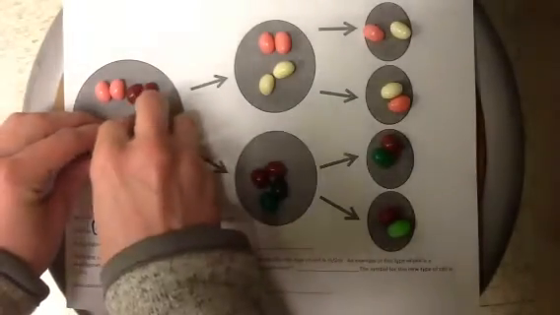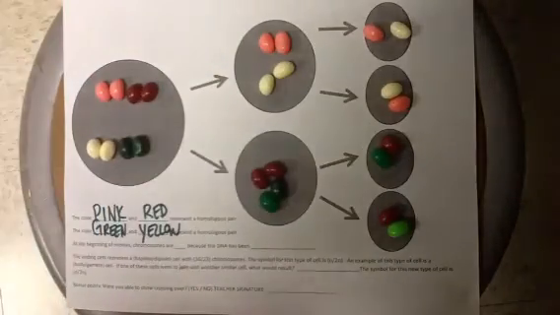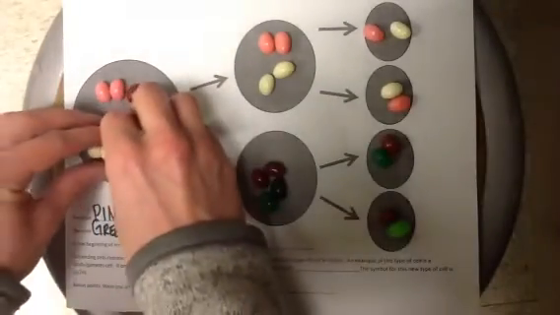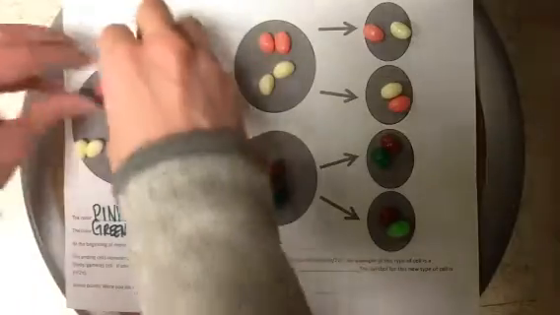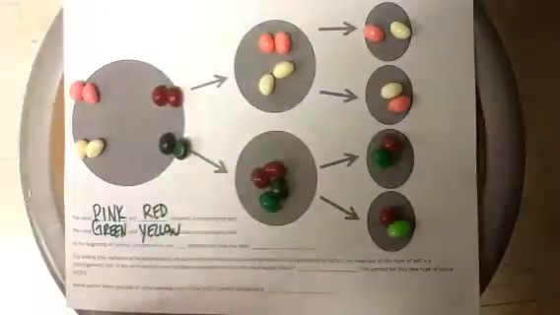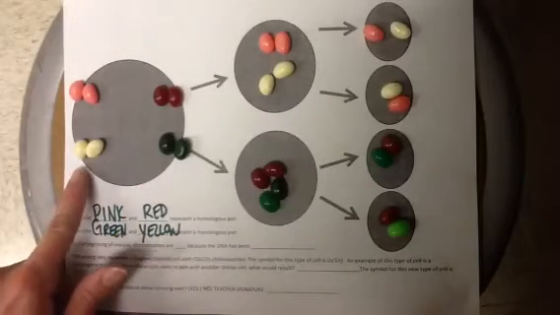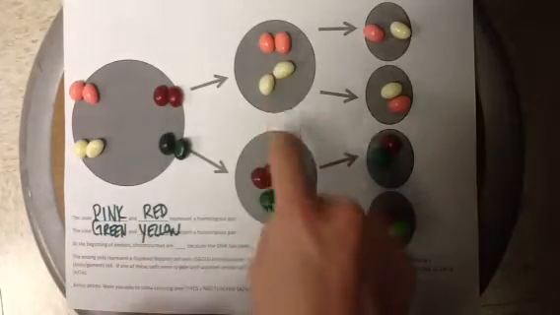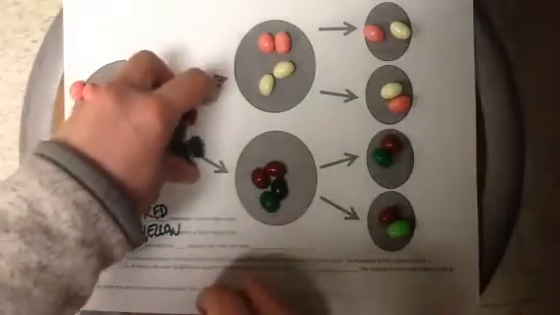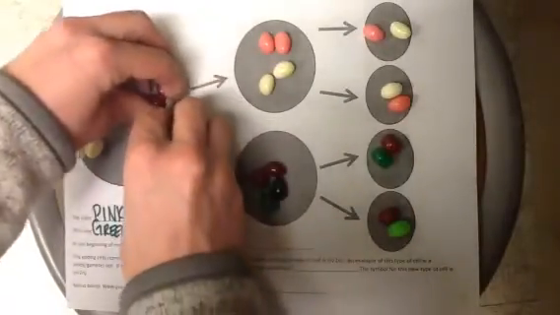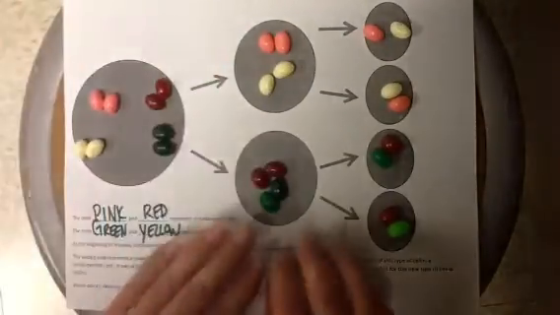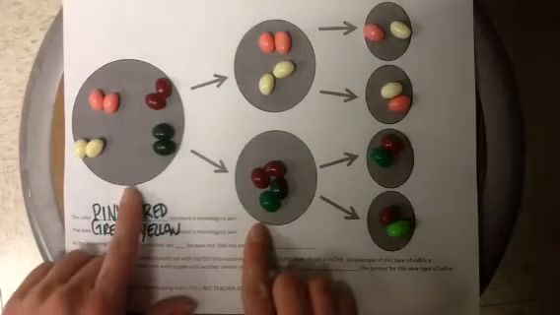So I have my two homologous pairs. The first part will be that the homologous pairs will separate from each other. Now this part will represent one cell, and then this will represent another. That's how I determine these. Then this will go into that cell, and so on for the other. So this was really meiosis 1.